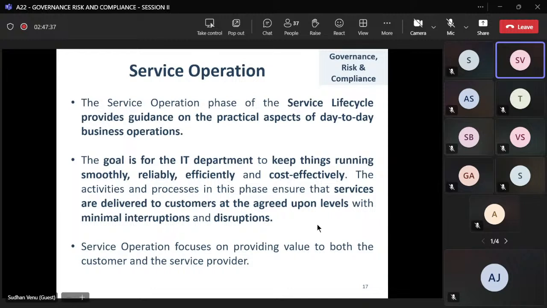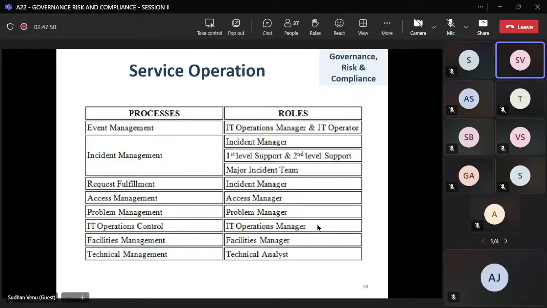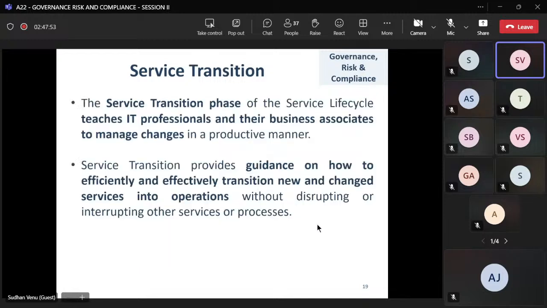And the goal is for the IT department to keep things running smoothly, with reliability, efficiency, and cost effectiveness, and the services to be delivered to the customers at the agreed upon level with minimal interruptions and disruptions, which will be carried by the service operations. And these are the processes and roles here. And service transition will be the guidance on how to effectively and efficiently transition new and changed services into the operations level. And the professional will be the business associate to manage the changes.